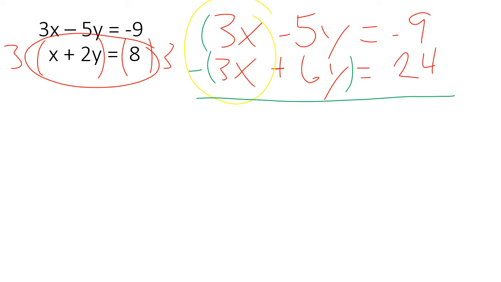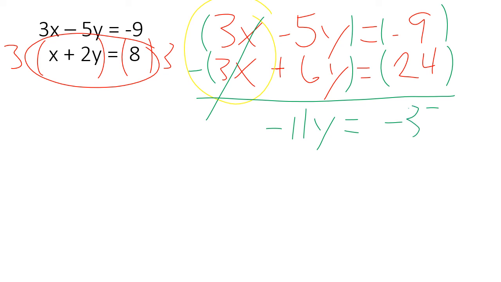So I'm going to subtract everything here. So I have 3x minus 3x, and that becomes 0. Negative 5y minus 6y is going to be negative 11y. And then negative 9 minus 24. So I know that 20 and 9 together is 29, 30, 31, 32, 33. So I have negative 33 over here. Divide by negative 11, divide by negative 11. I got y is equal to 3.